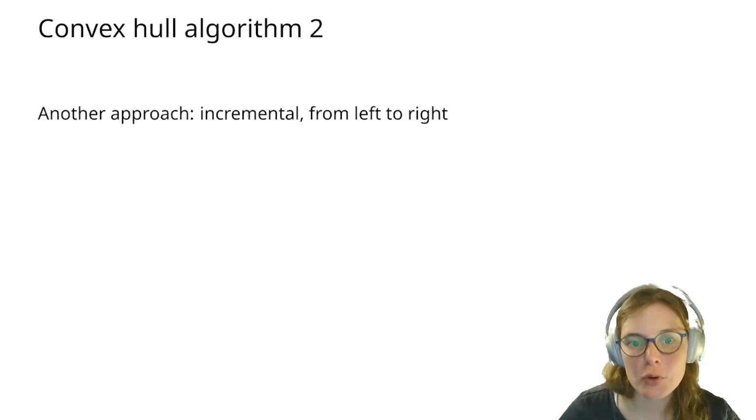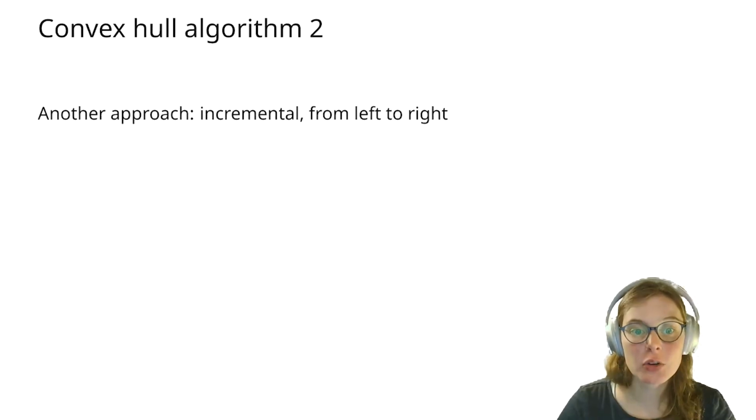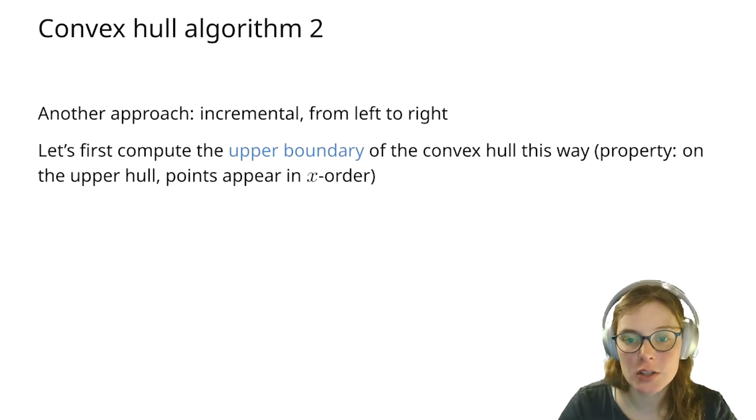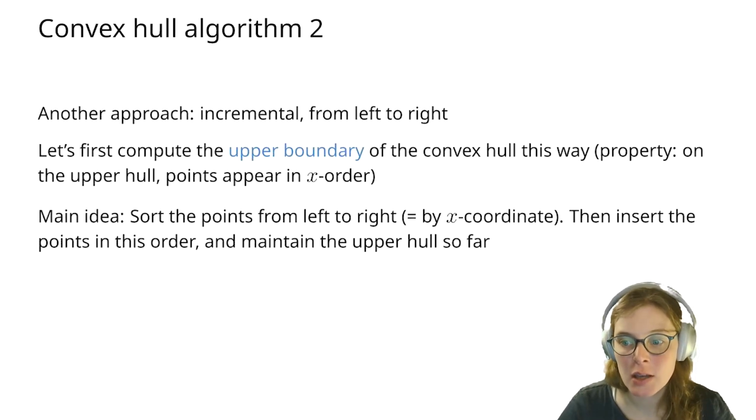Let's consider another approach and hopefully come up with a faster algorithm than our first attempt. We are going to construct the convex hull incrementally by inserting points one by one from left to right. We first will compute the upper boundary of the convex hull and then the lower boundary of the convex hull. In this way, the points on the upper boundary of the convex hull will appear in the order consistent with the x coordinates. So the main idea will be to first sort all the points on their x coordinates from left to right, and then insert these points in this order one by one and maintain the upper hull for all the points that have been inserted.